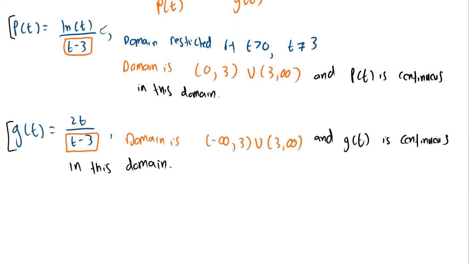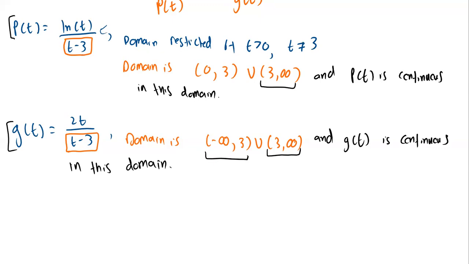So going to the problem again, find an open interval for which p and g are continuous and that contains t equals 1. Well, let's see what the intervals of continuity for each function are. We can't use this open interval because it doesn't contain t equals 1. Remember, it has to contain the input of the initial condition. So we can't use this interval for that. We could use the interval negative infinity to 3. That interval certainly contains t equals 1.